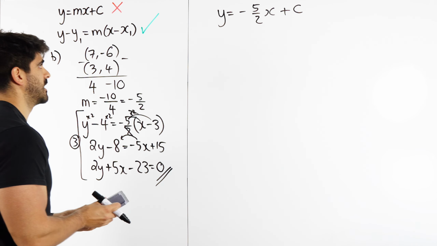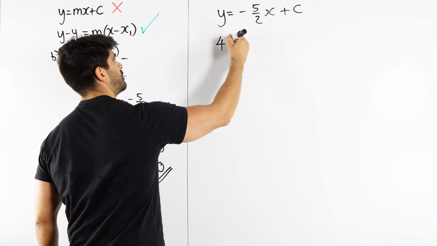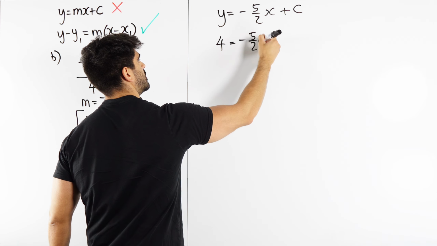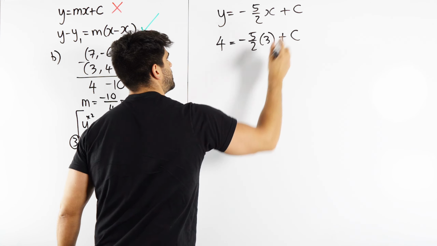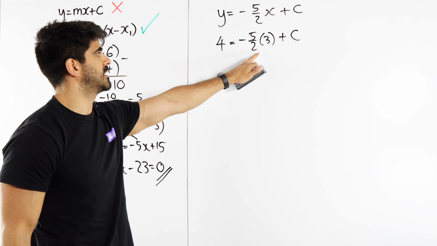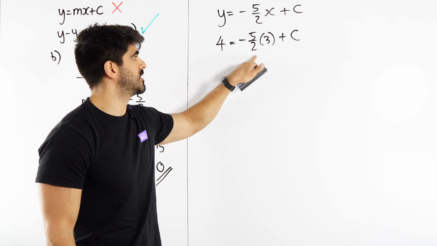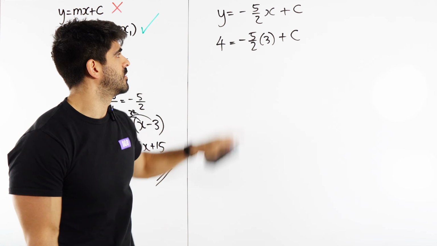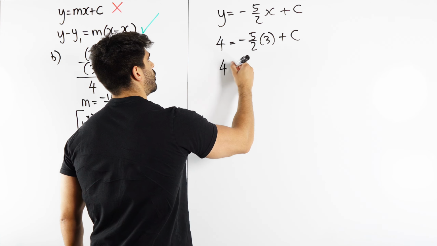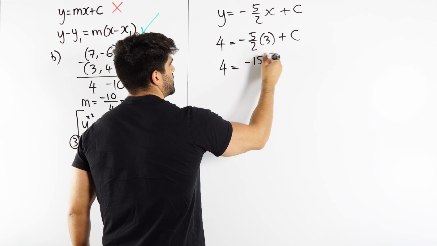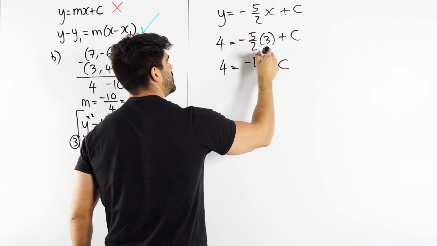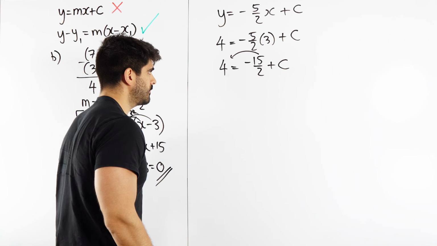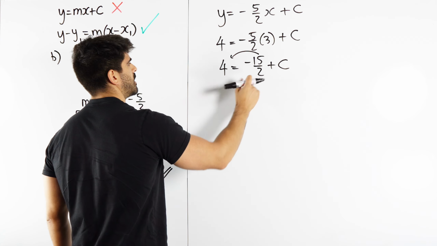Let's sub in 3, 4 again. 4 is minus 5 over 2 times 3 plus c. Now we need to make sure we don't make a silly mistake. We're multiplying 2 numbers. One is a fraction. 3 we could write as a fraction if we want, 3 over 1. The 3 goes to the top. 4 is minus 15 over 2 plus c. Then you need to add that over. So we're going to get 4 plus this.